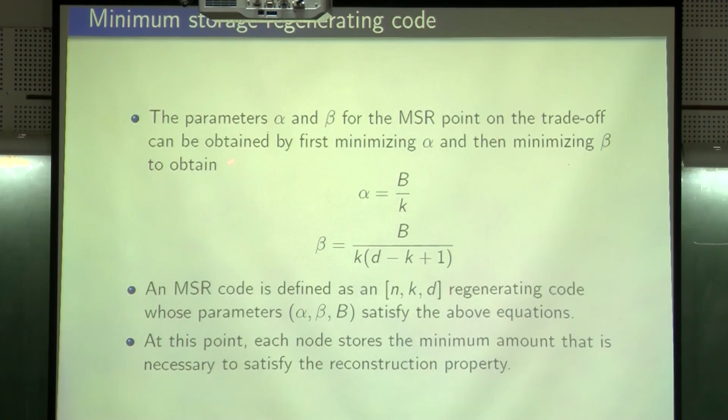For example, for parameters alpha and beta, the MSR point on the trade-off can be obtained first by minimizing alpha, and then obtaining beta to be this. Once alpha is b divided by k, you then minimize beta and you get this. This is a bit of calculation to be done; it's there in the paper. An MSR code is defined as an (n, k, d) regenerating code whose parameters alpha, beta, and b satisfy the above equations. At this point, each node stores the minimum amount that is necessary to satisfy the reconstruction property.